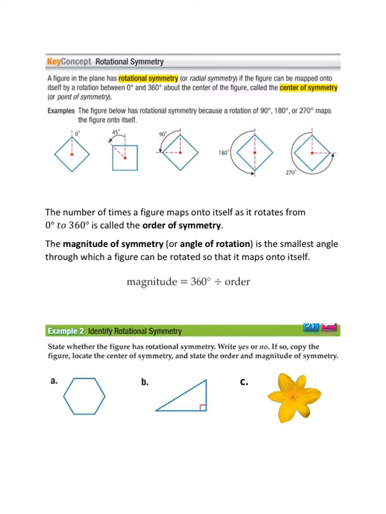On to the next page here. Rotational symmetry, guys. A figure in the plane has rotational symmetry or radial symmetry if the figure could be mapped onto itself by a rotation between 0 and 360. So, talk about this mapped onto itself. This looks a little different when you're rotating. You can imagine having these shapes on your desk. Any amount of degrees, you rotate it to where it looks like it originally started.